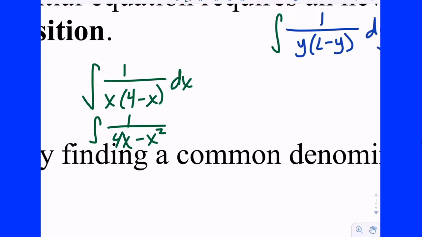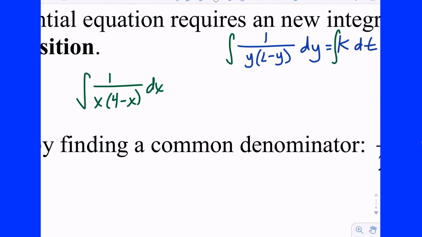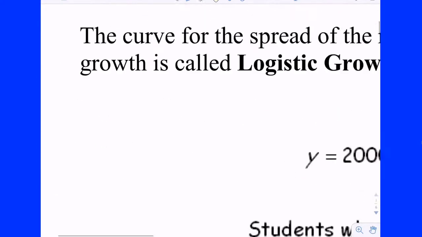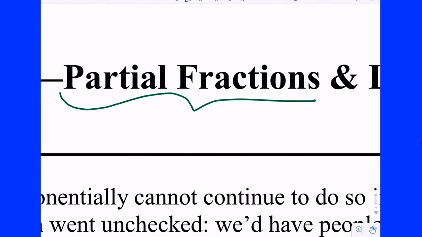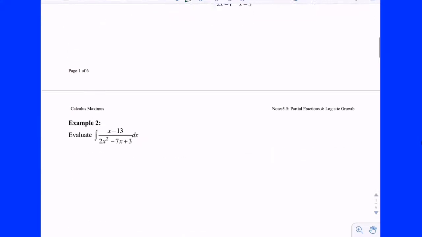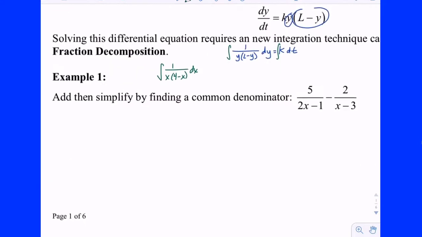Long division, no, that doesn't work. By parts, you're going to see that that doesn't work. So guess what? We currently do not have a way to do that. So right now, we cannot solve the general solution for logistic. It's going to require a new technique. Guess what the technique is going to be called? Integration by partial fractions. All right. So before we learn that method, let's look at example 1.